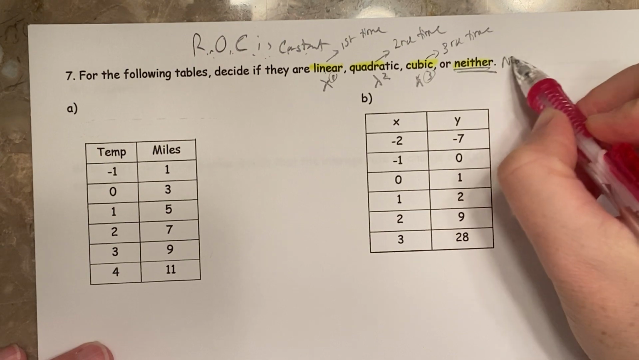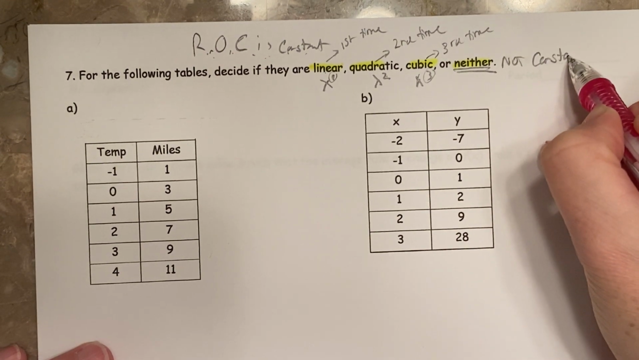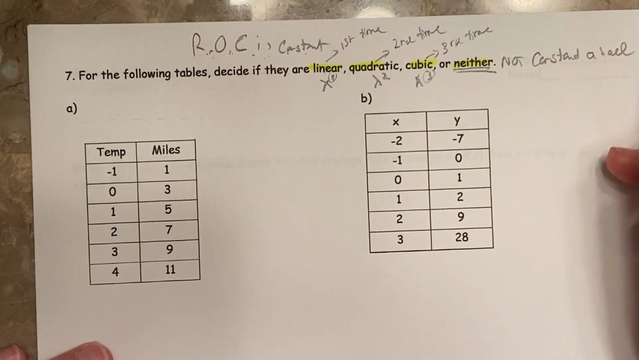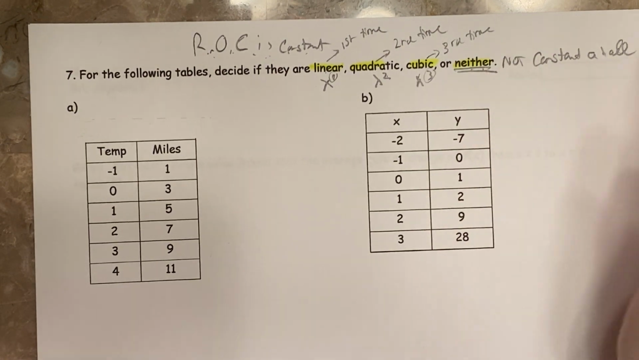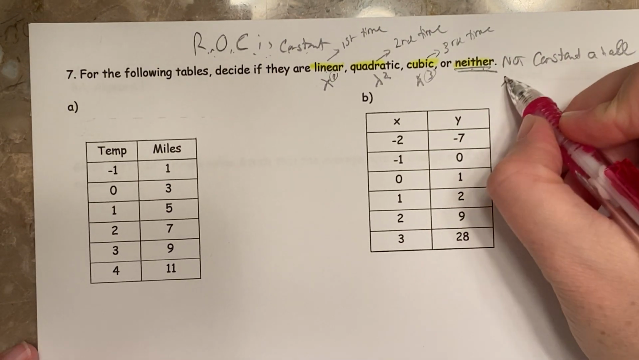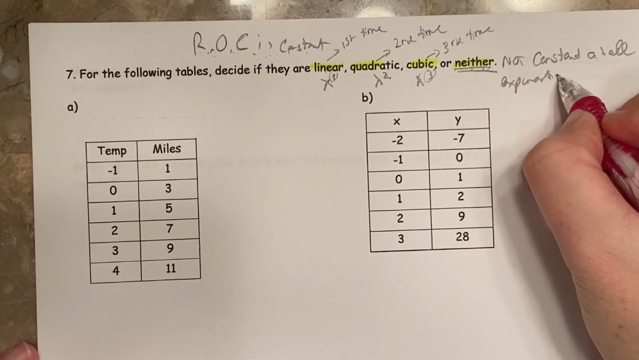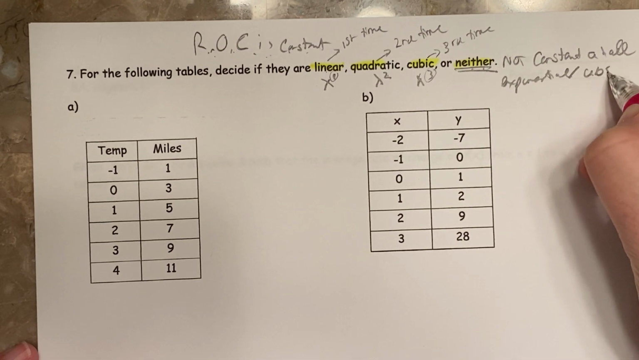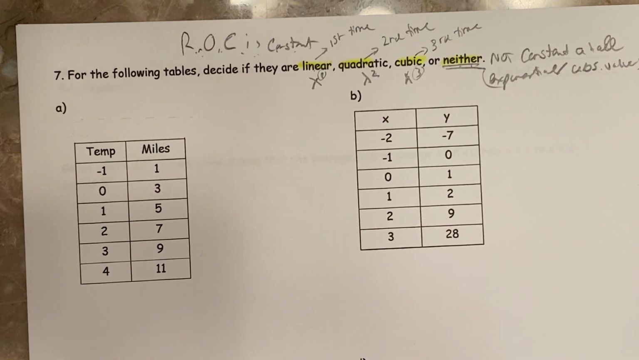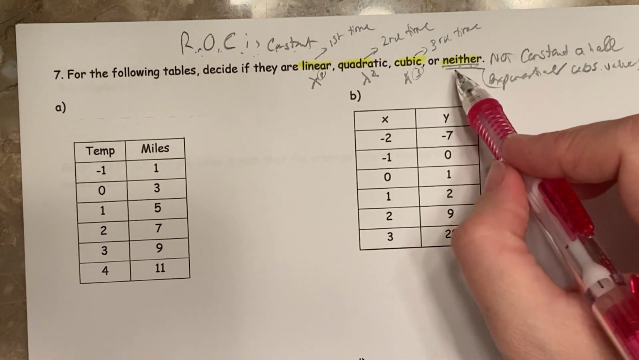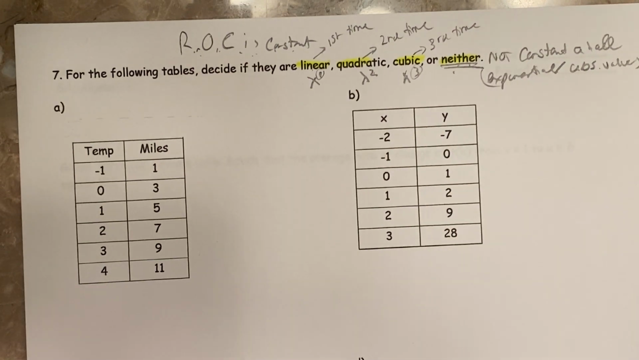And then neither is not constant at all. And basically, if it's a neither, it's usually one of 2 other types. It's either going to be exponential or it's going to be absolute value. It's usually one of those 2 if it is this neither. You never have something that's constant.